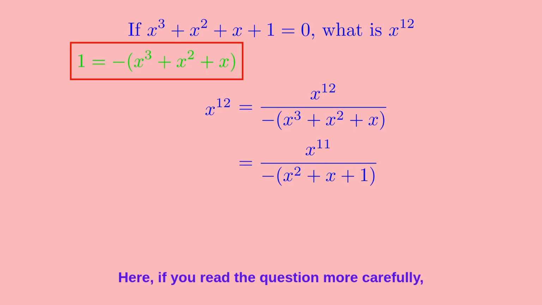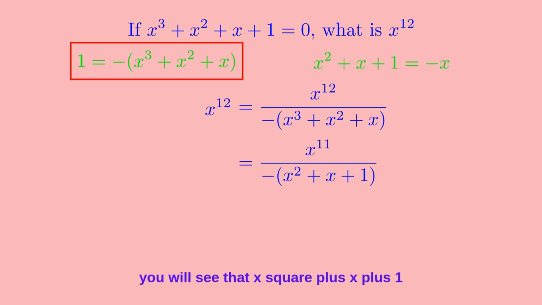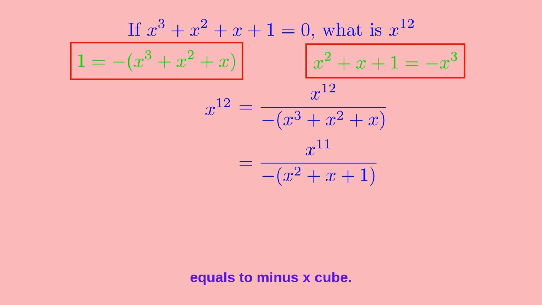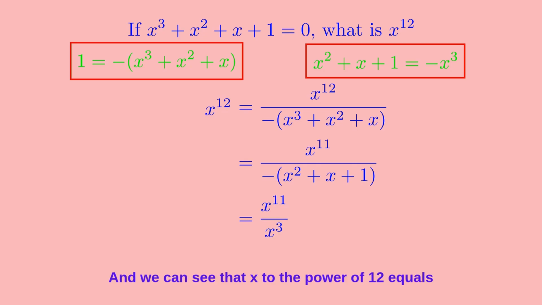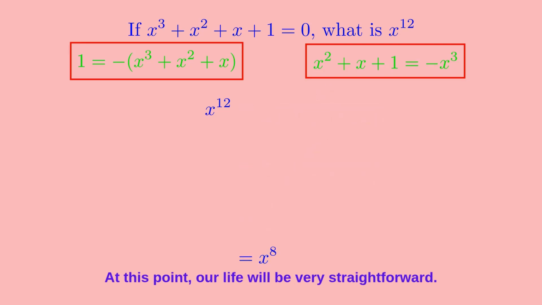Here, if you read the question more carefully, you will see that s squared plus s plus 1 equals minus s cubed. So at this step, the denominator is actually s cubed, and we can see that s to the power of 12 equals s to the power of 11 divided by s to the power of 3, which is s to the power of 8. At this point, our life will be very straightforward.